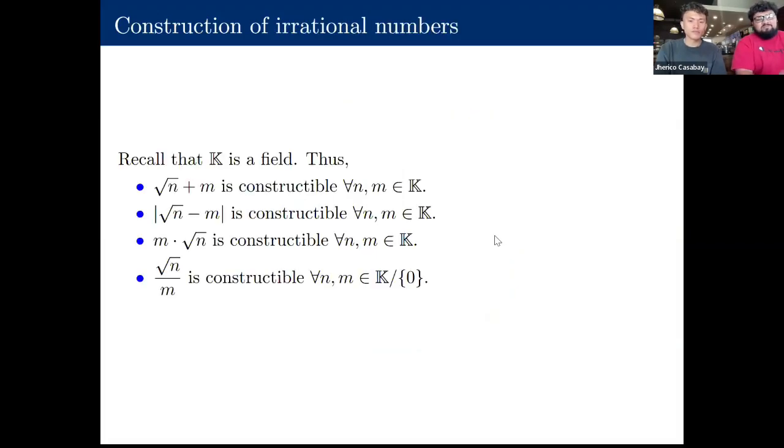Because we showed earlier that K is a field, it's closed under addition, subtraction, multiplication, and division. So from that fact, all these numbers must also be constructible. For example, the square root of m plus n must be constructible for all m and n that are constructible numbers because K is closed under addition. And similarly for subtraction, multiplication, and division. But for division, we have to ensure that m is a constructible number that is not zero.